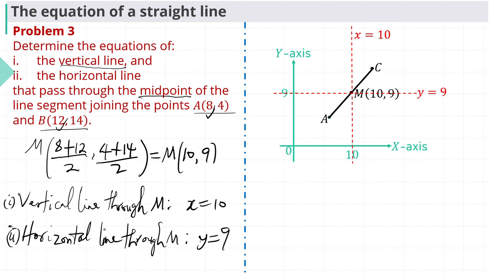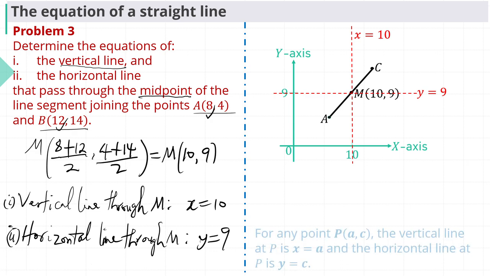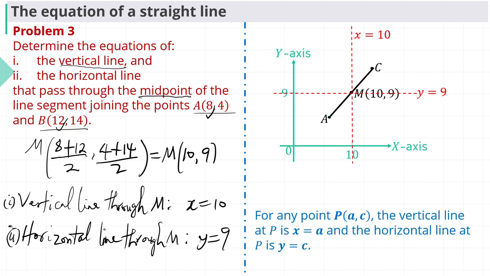Now, do we need to always do this illustration before we get the answer to the question? No. Let us take note of this key point: for any point P(a, c), the vertical line at P is x equals a. The vertical line at P is x equals a, and the horizontal line at P is y equals c.